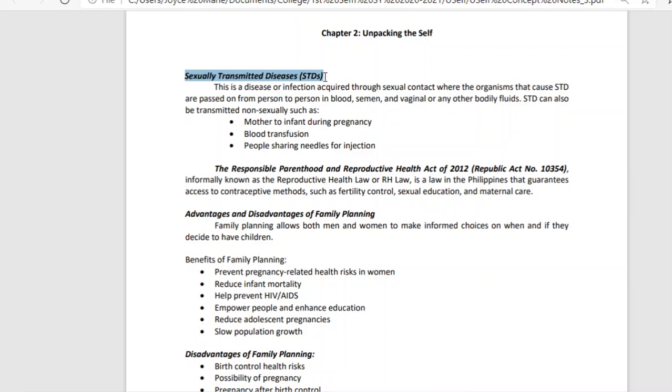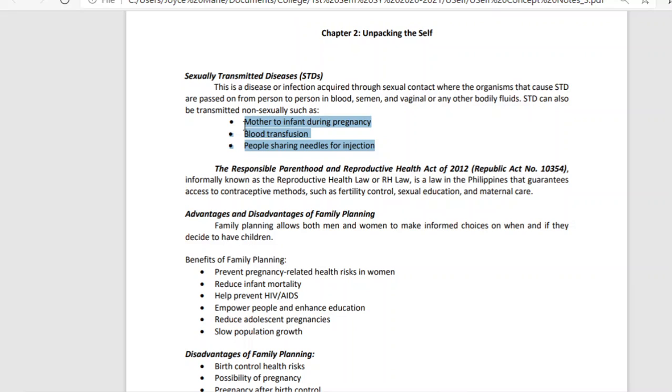So, STD can also be transmitted non-sexually, such as mother to infant during pregnancy, blood transfusion, or people sharing needles for injection. So, please take note, STDs, dili lang na siya limited to having sexual activity, but also makakuha ka ani these diseases through blood transfusion, kani pregnancy, or sharing needles nga naay someone who has also an STD.